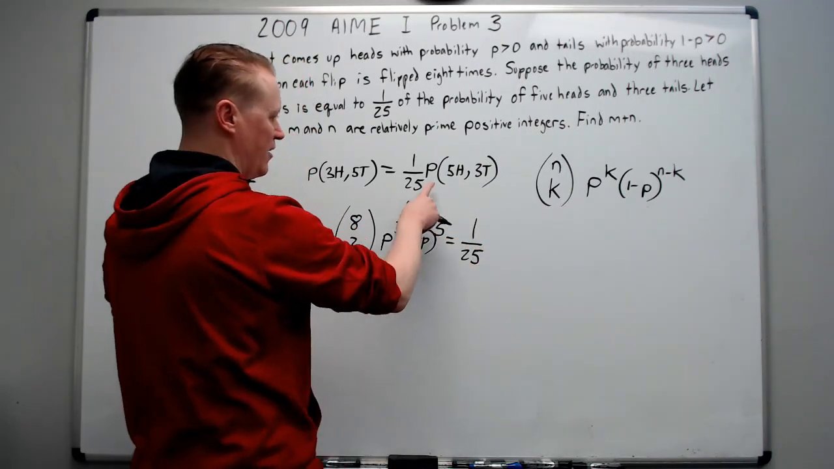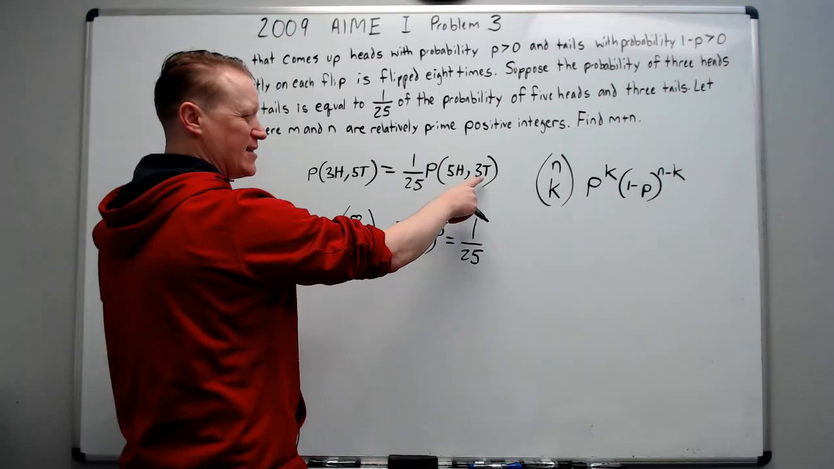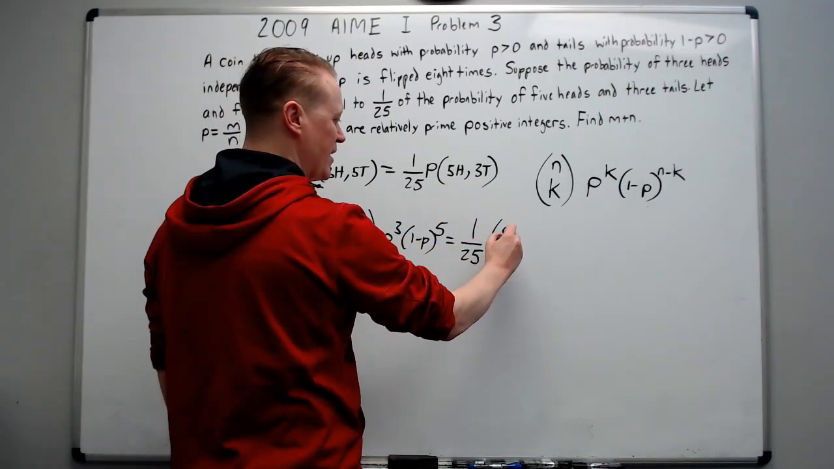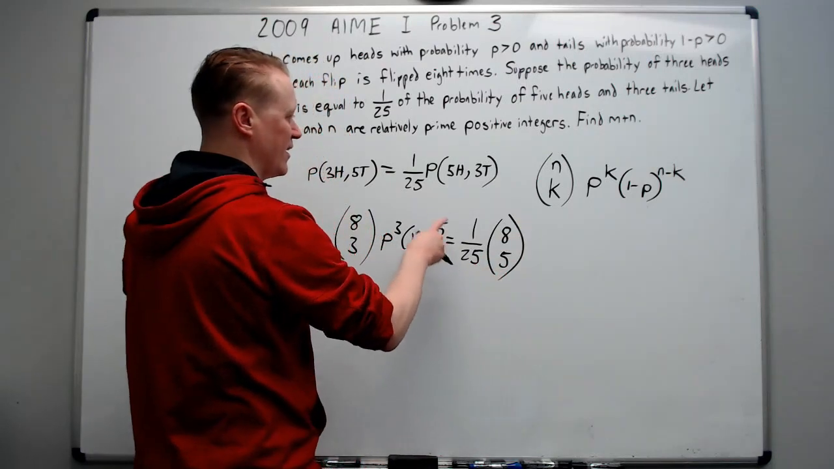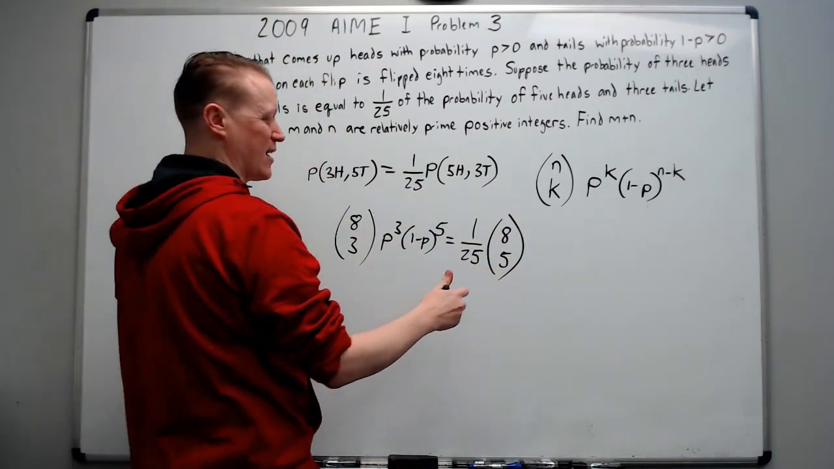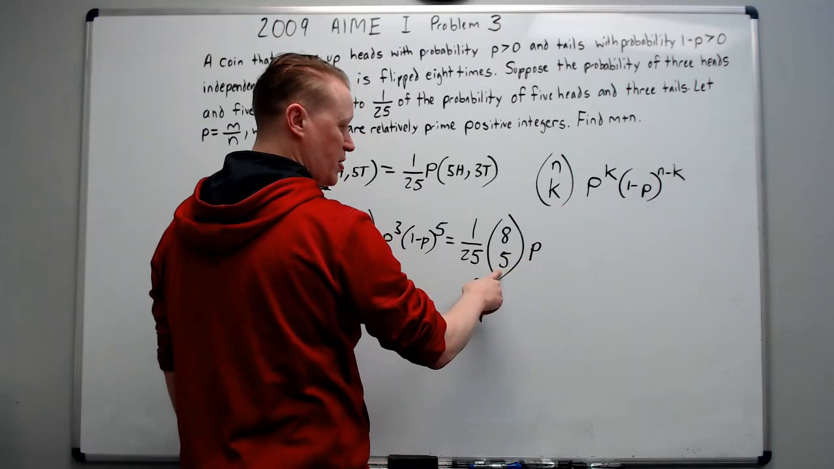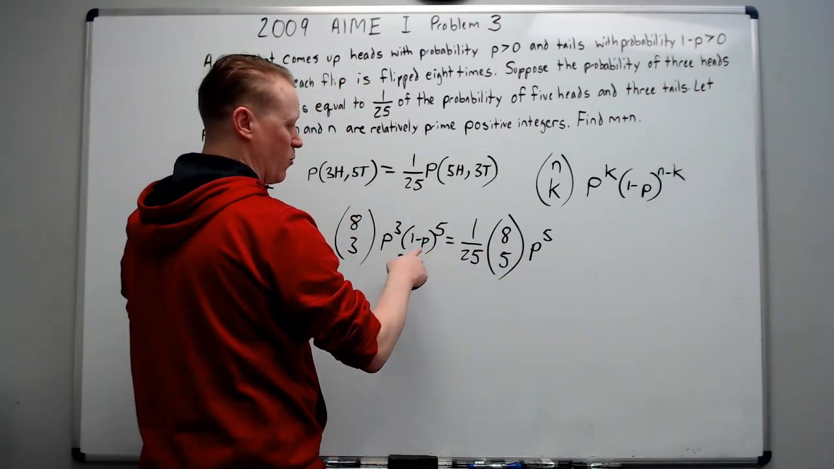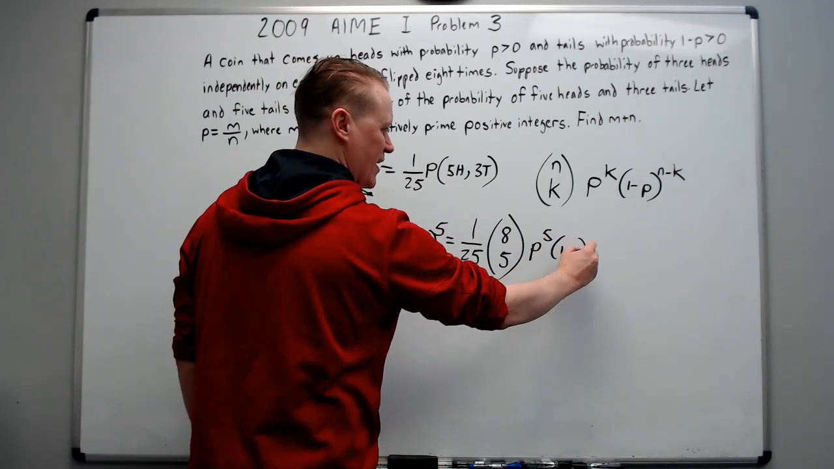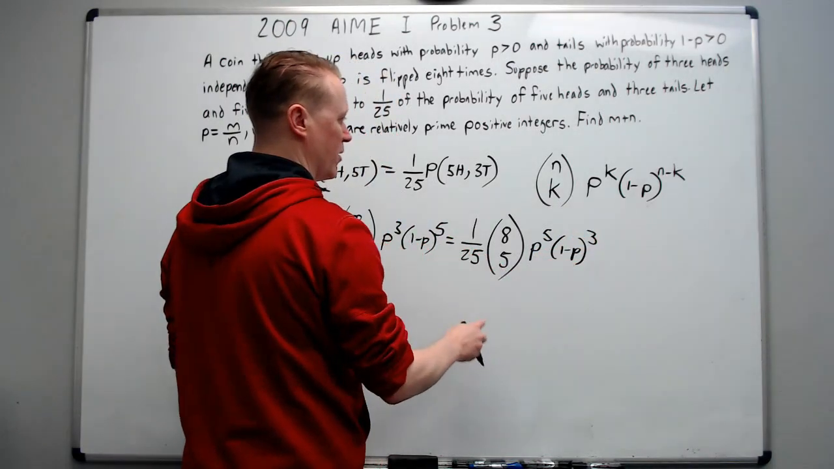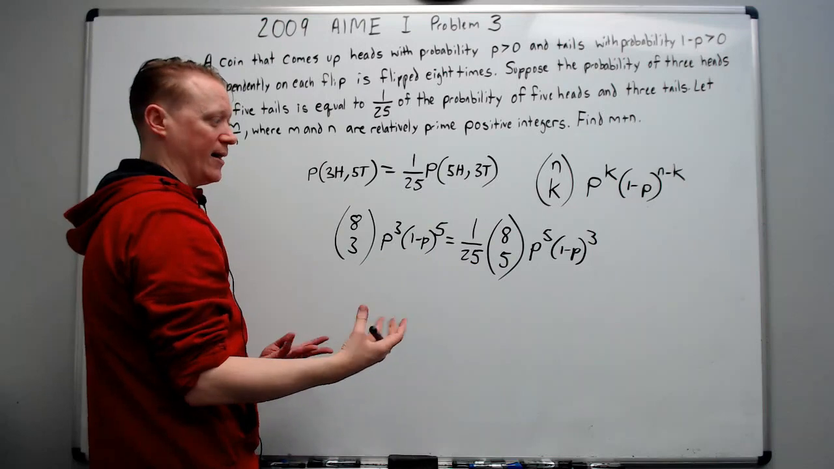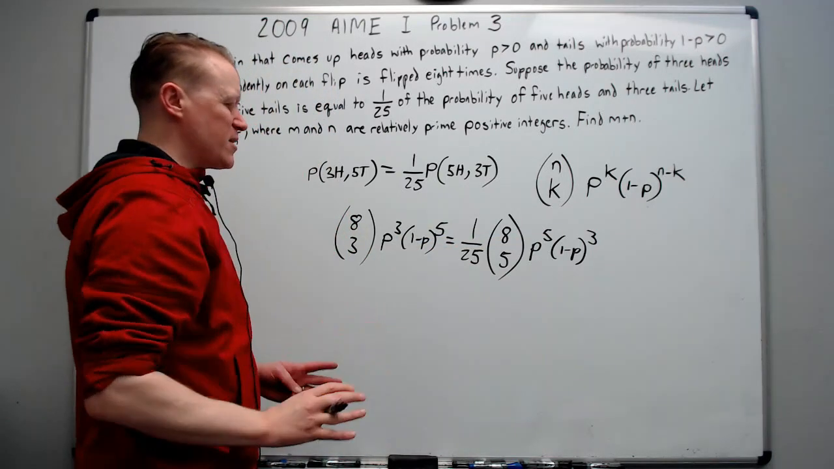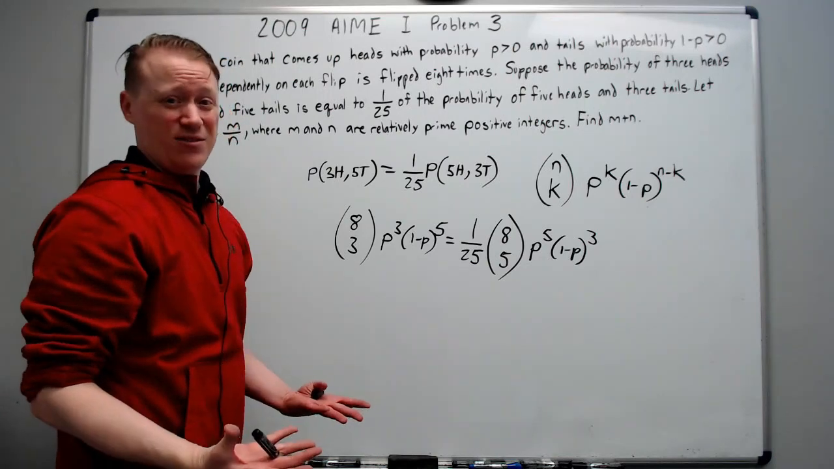1/25 of the probability of 5 heads and 3 tails, which we're just going to use this same thing again. It's going to be 8 choose 5, because I want 5 successes this time, and I want p to the power of 5, and then 1 minus p, the chance for tails, to the 3rd power, which is also the number of tails you want, which is why you're subtracting. Okay. From this point, we simply have to solve.